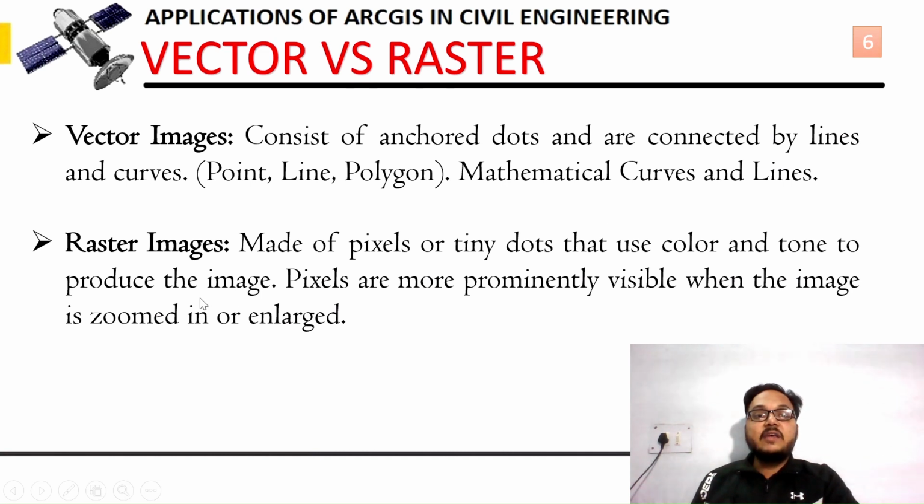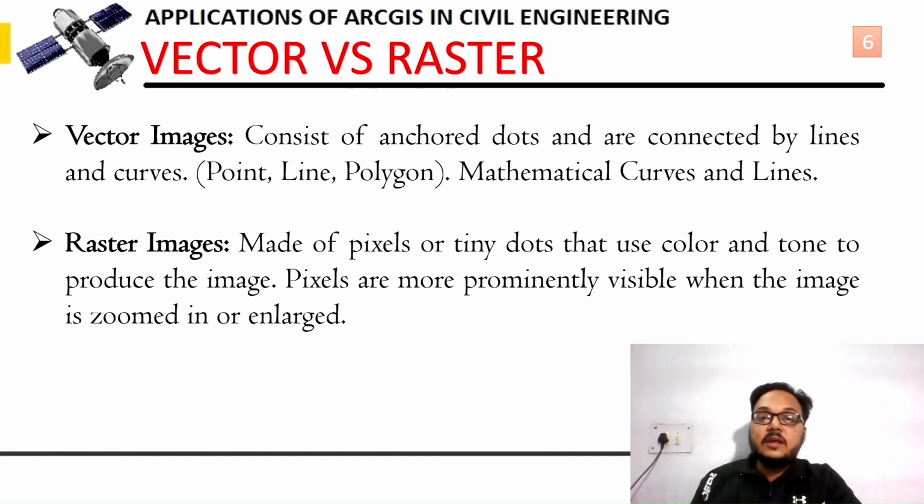And then there is the raster image, which is made up of pixels or tiny dots that use color and tone to produce the image. Like whenever you click a photo with your phone, if you zoom in as much as you can, you will see fine small square-like structures forming the basic unit of the image, and these structures uniquely represent different colors and tones. Similar is the raster image. It is made up of pixels, and each pixel denotes some particular information. Maybe it's a color, maybe it's some data, maybe it's a digital number.